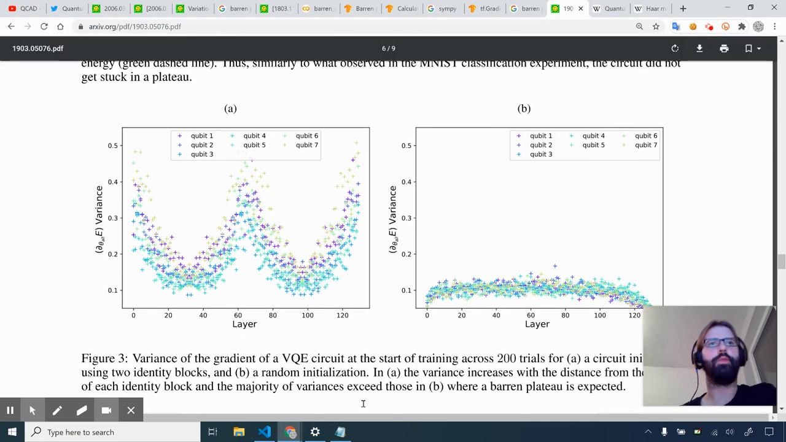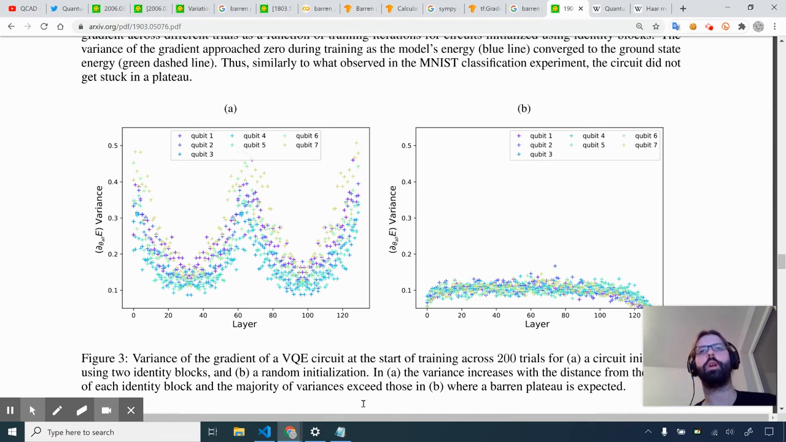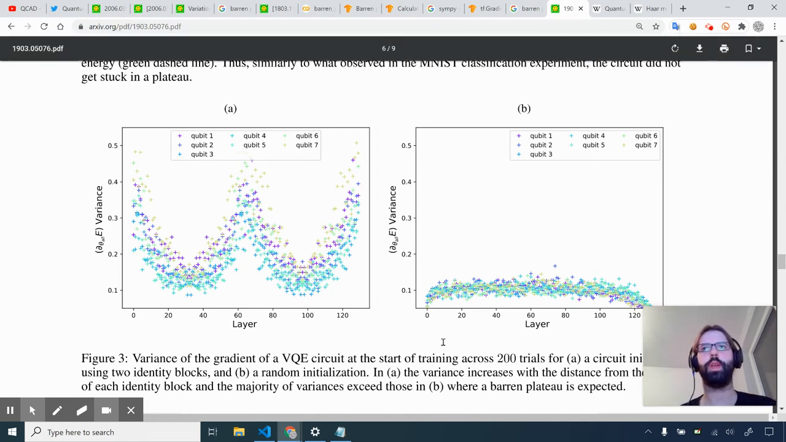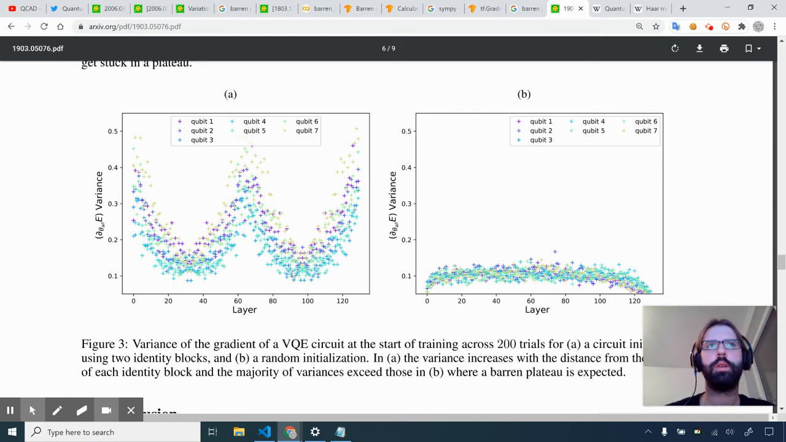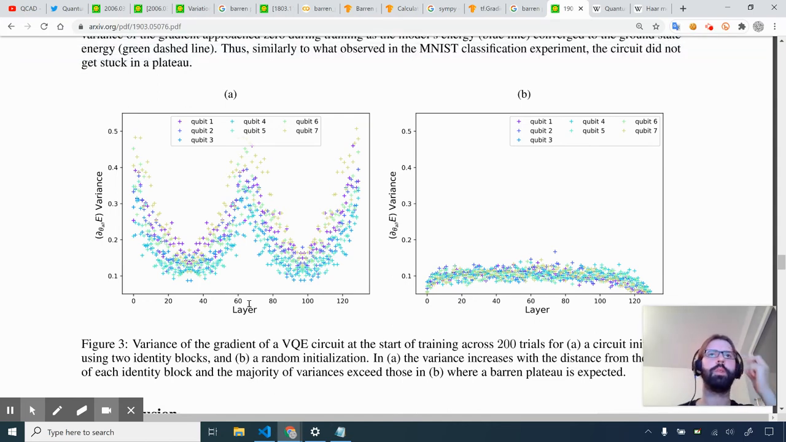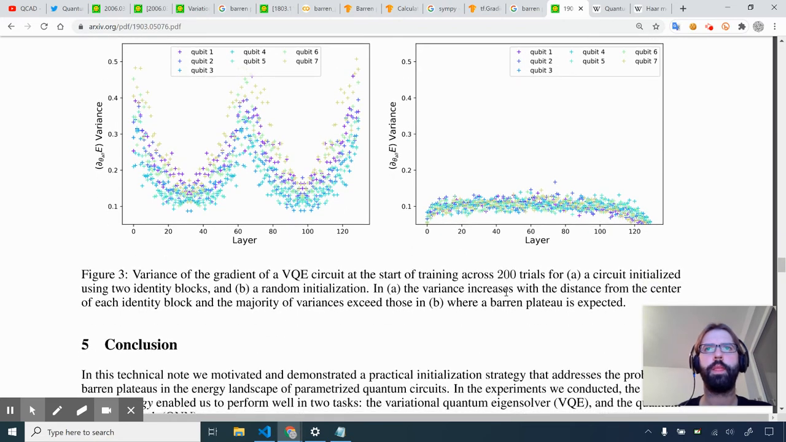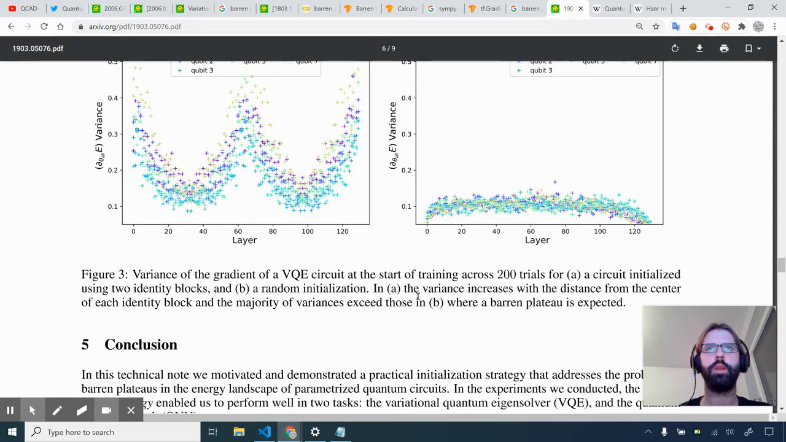Okay, how to read these? Variance of the gradient of a VQE circuit at the start of training across 200 trials for a circuit initialized. So the variance. Okay, so each of the colors are each of the qubits. It's a funny shape though. So it seems like it's interesting. Is this the amount of layers, or is it the variance within each layer? Yeah, that is actually within each layer. So the variance increases. But how?